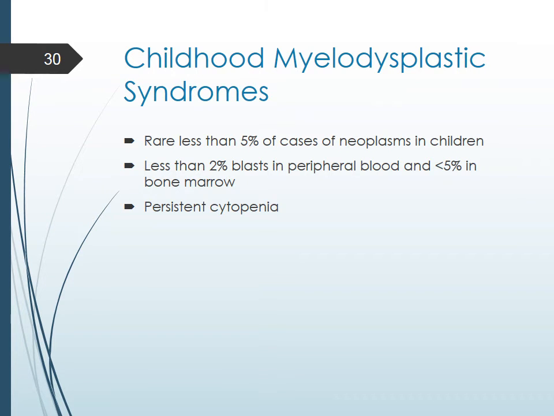So now let's talk about childhood myelodysplasia. This is a de novo MDS. It's rare. It accounts for less than 5% of the cases of hematopoietic neoplasms in children. They have some characteristics of adult MDS, but there are also distinct differences.